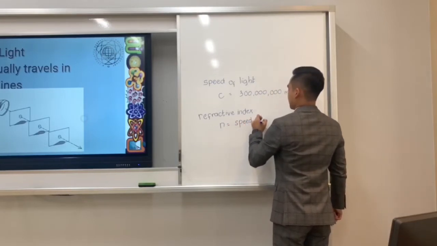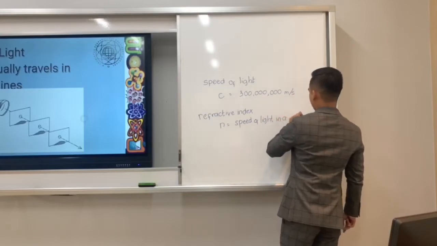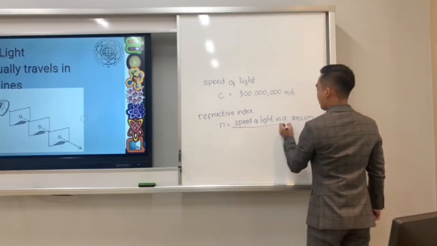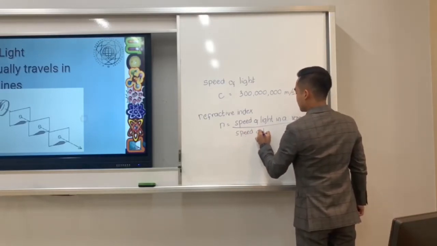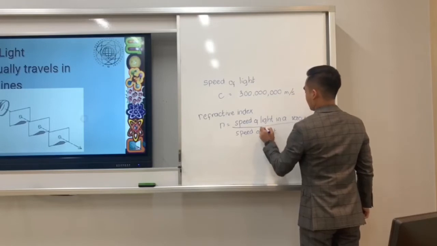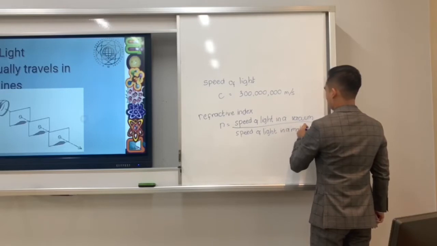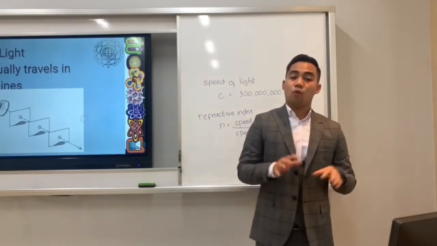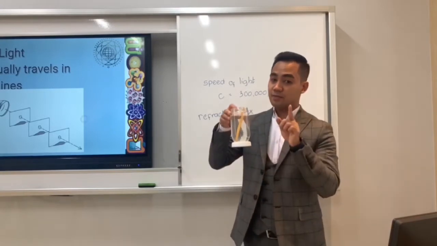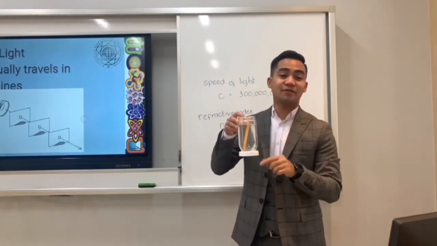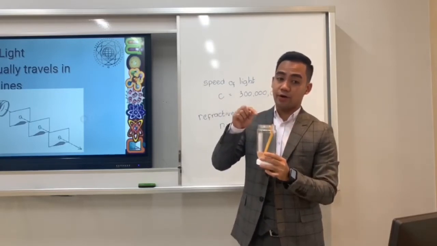Refractive index equals speed of light in a vacuum over speed of light in a material. So water has a refractive index of 1.33. This means that light travels 1.33 times as fast in a vacuum compared to its speed in water.